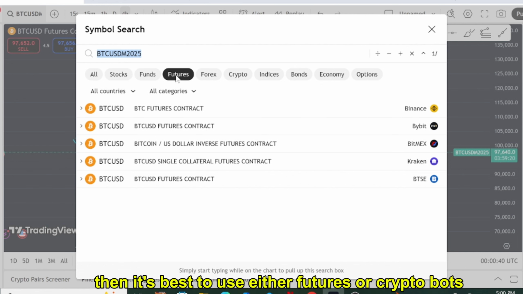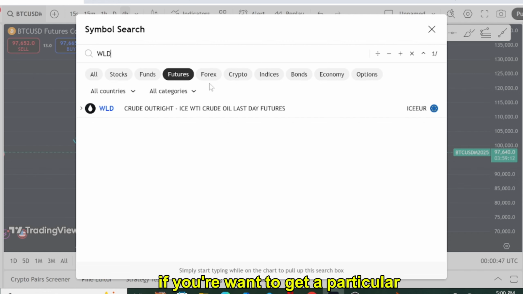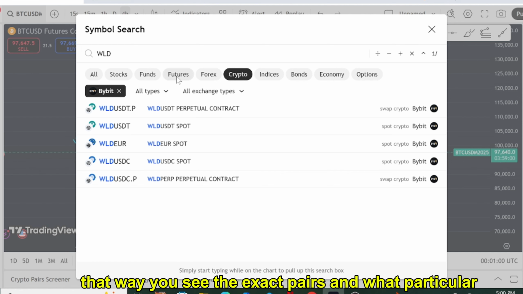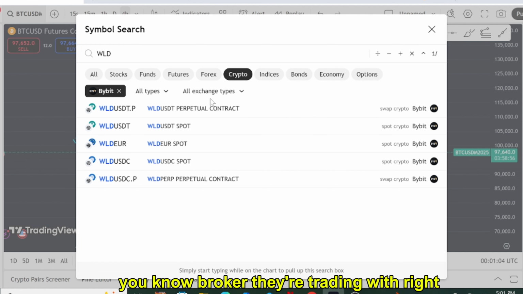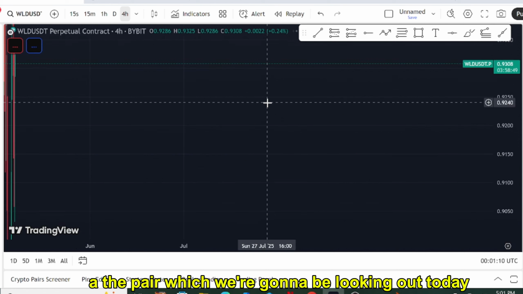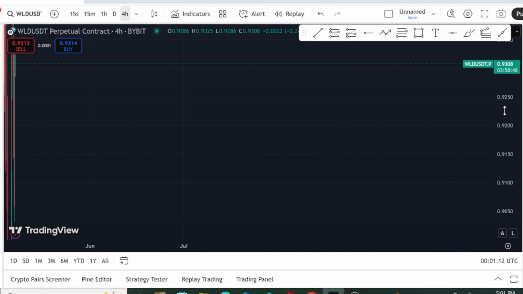Use futures because basically, if you want to get a particular pair, but if you're trading crypto, you can just switch over to crypto to get all the crypto pairs. But if you're trading forex, it's best to use futures. That way, you see the exact pairs and what particular broker they're trading with, right? So I'm going to use Wild. So this is a pair which we're going to be looking out for today.